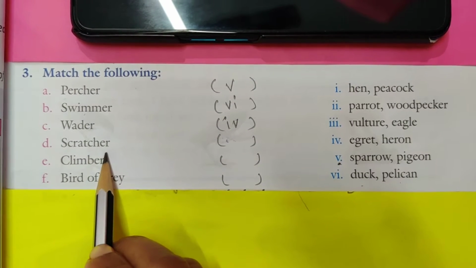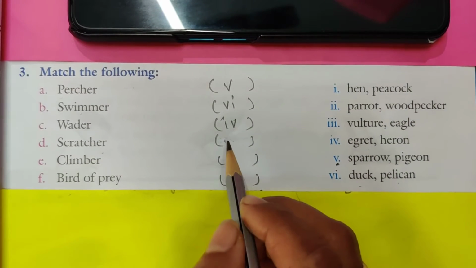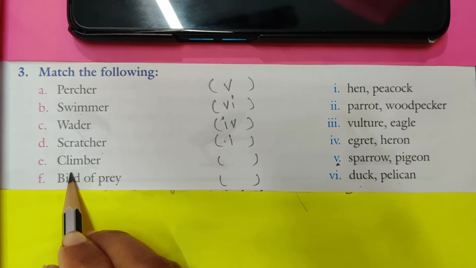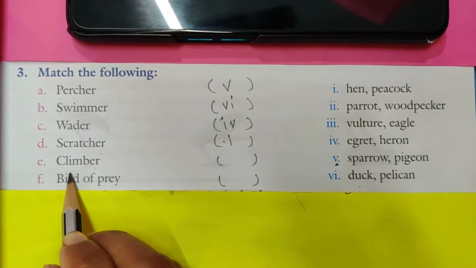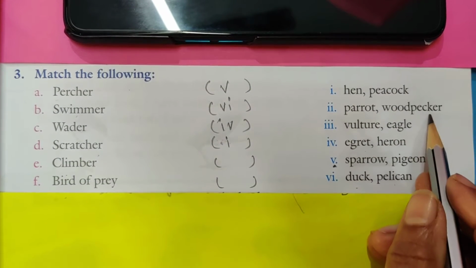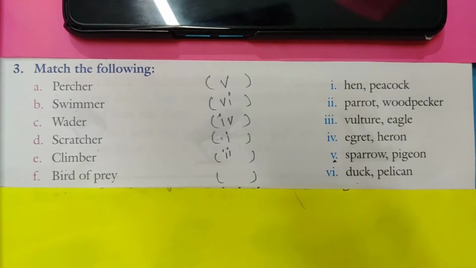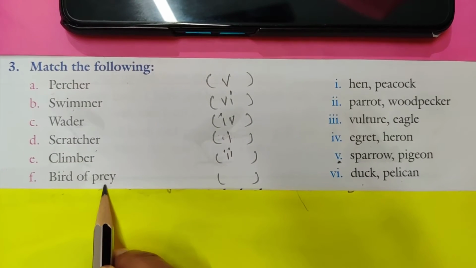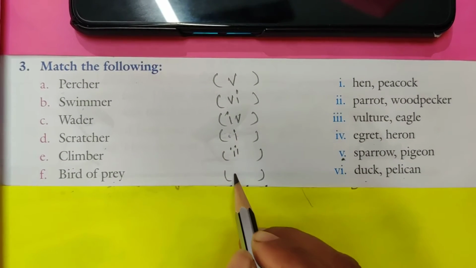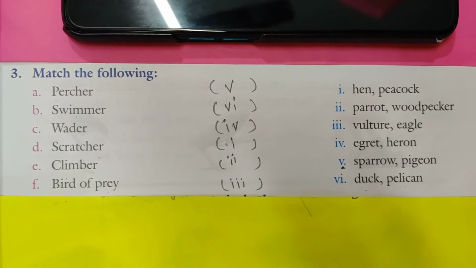Scratcher. Which is the scratcher? Hen and peacock are the scratchers. So write down 1 here. Climber. Which bird will climb? Parrot and woodpecker are the climbers. So write down 2 here. Bird of prey. Vulture and eagle are the birds of prey. Like that you have to do the match the following.